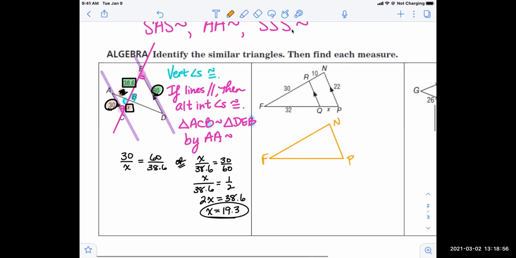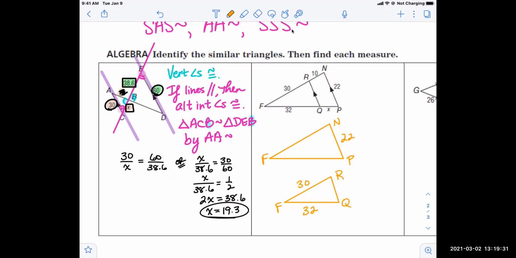Okay, and then where's the other triangle? Sarah? RQF. Okay, I'm going to copy down the numbers that we've got there just so we kind of have everything on the picture. So in the little triangle, we have 30 and we have 32. In the big triangle, this side is 22.